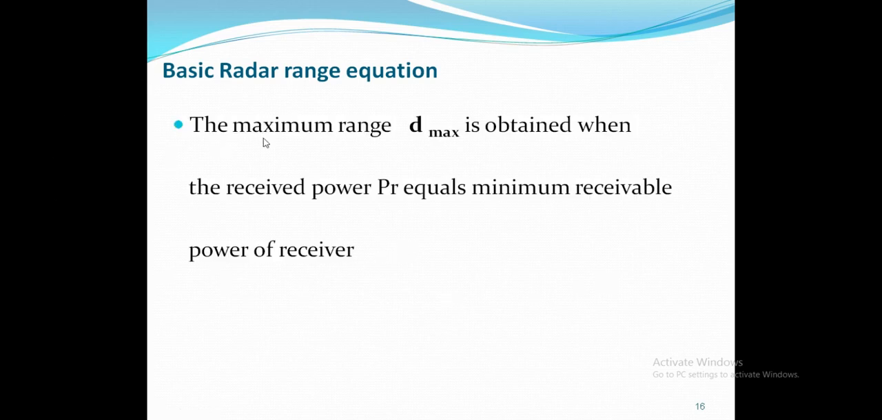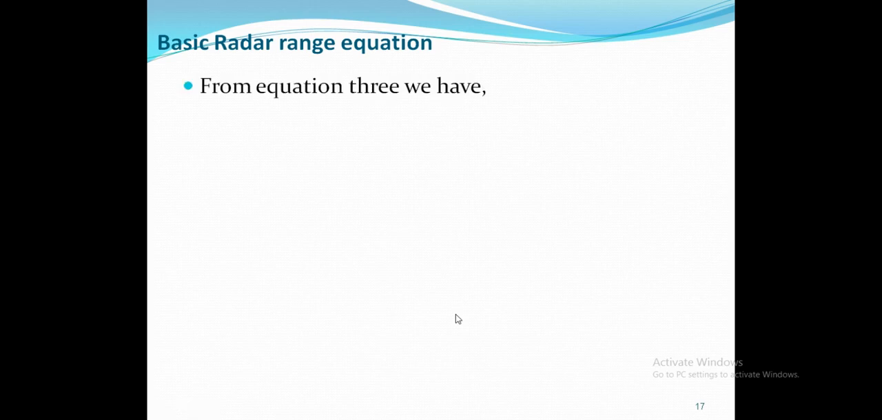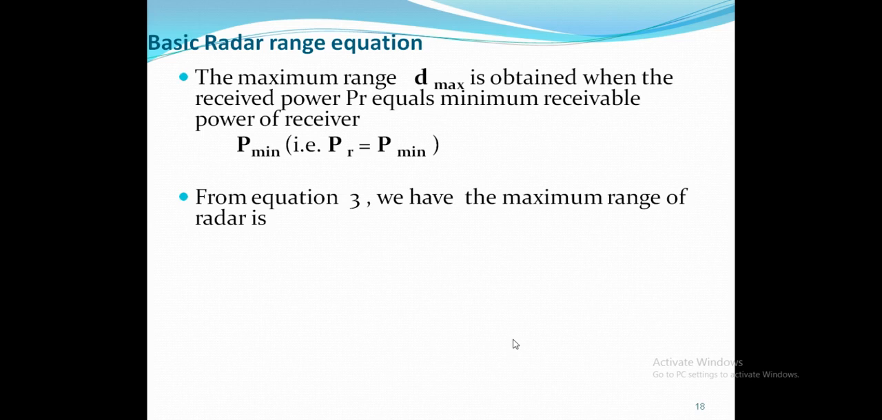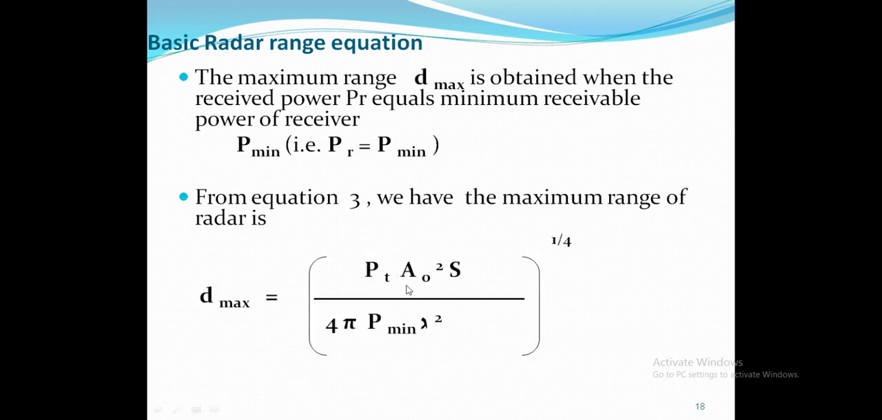Here we have to determine the maximum range equation, that is Dmax. That is observed when the received power PR is equals to the minimum receivable power of the receiver, that is PR is equals to P minimum. From this equation, substitute D as Dmax and separate it to the left side of the equation. We will get Dmax is equals to Pt A naught square S by 4 pi P minimum into lambda square, the whole to the power of 1 by 4.